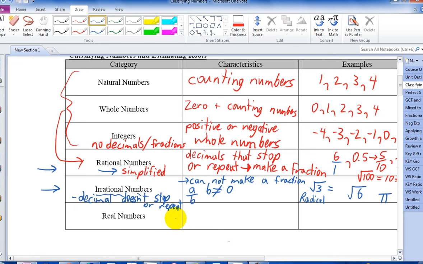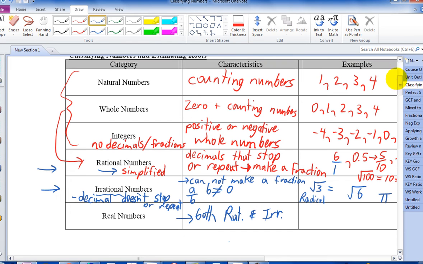Now, real numbers, those are both rational and irrational numbers. So those are all the numbers, all the math you've done so far, those are with real numbers. If you're going to make something crazy up, then it's not real because you just made it up. But everything else is a real number.